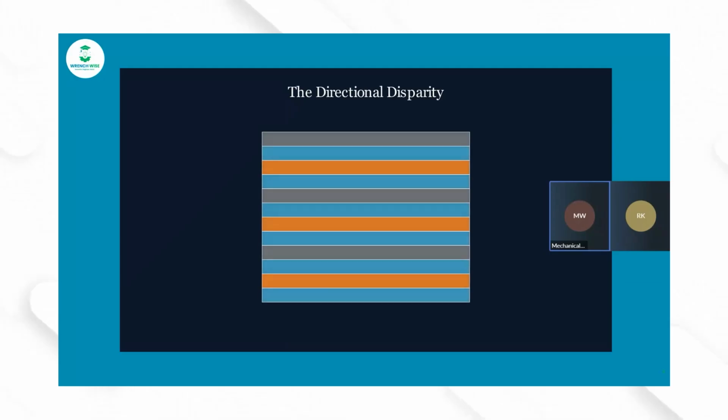So the directional disparity here essentially talks about if you have a metal separator. In the tangential direction, the conductivity will be quite fast. In the radial direction, the conductivity will be quite slow.